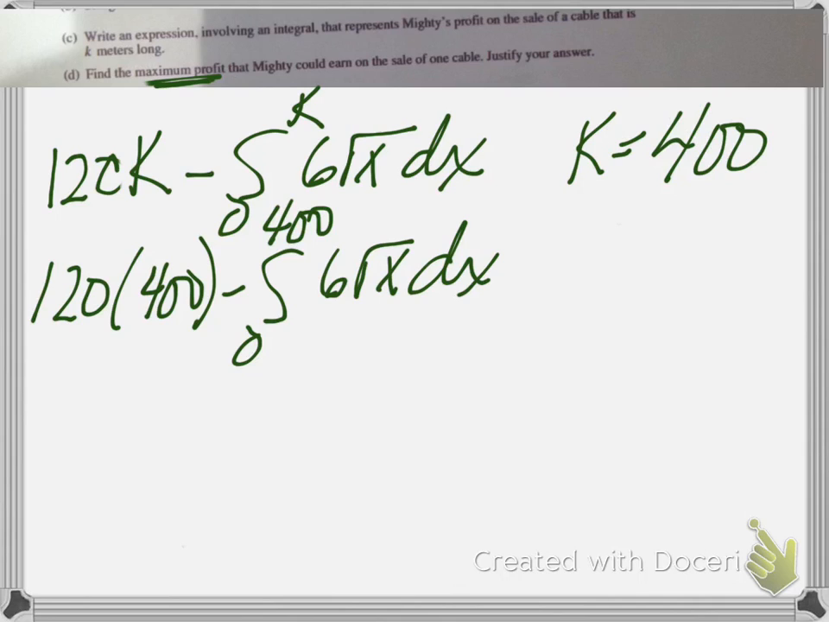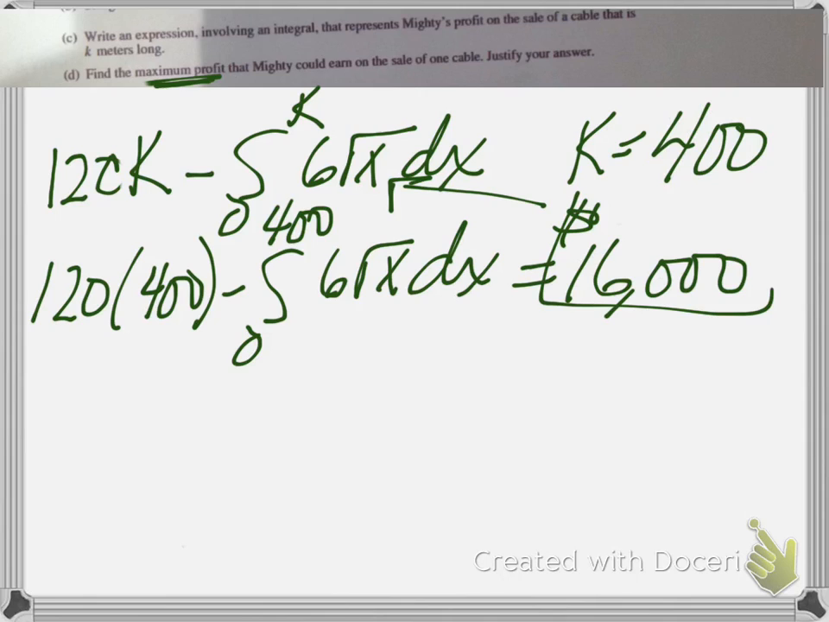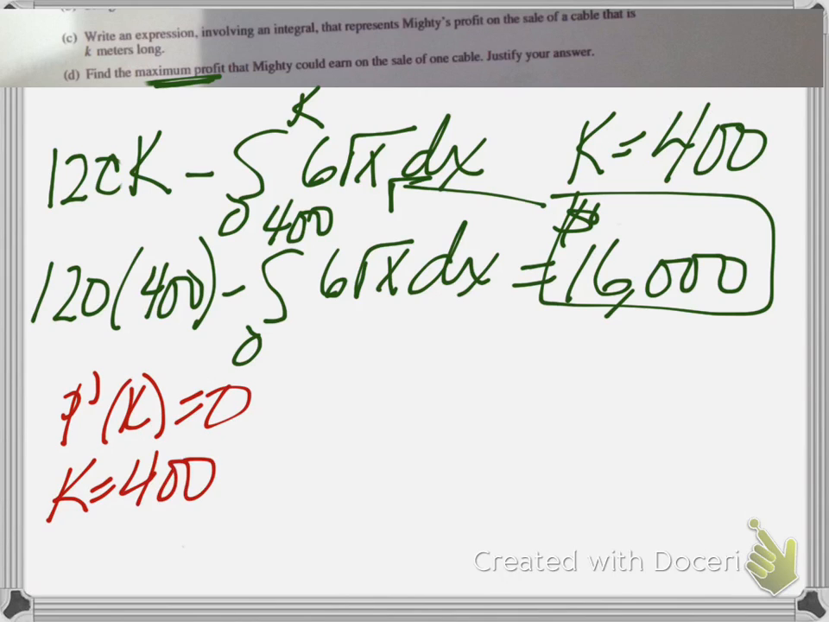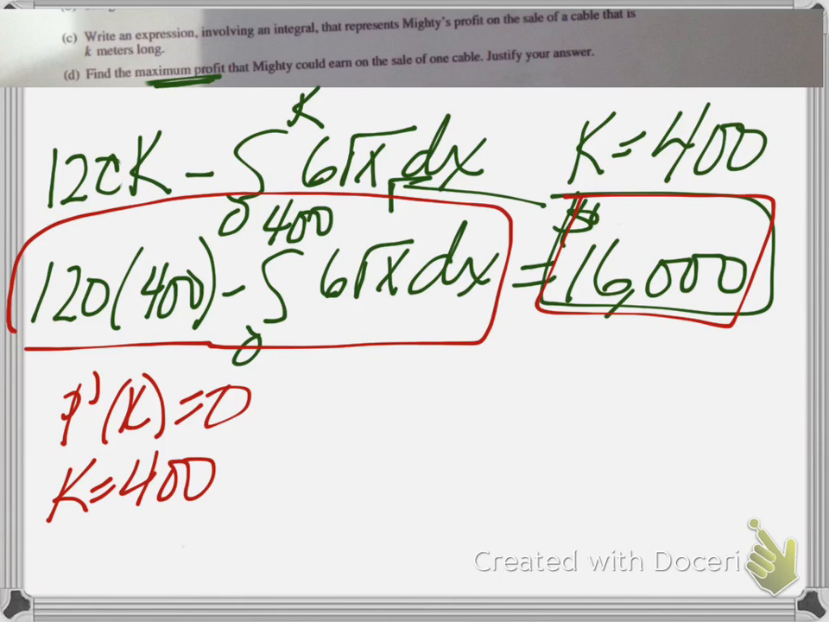And the reason why I changed it from x to k is because there's an x in our integral, and these two x's represent two different things. Okay, and then if you solve this, you will end up getting $16,000. Okay, so where do your point values come from? If you set P prime of k equal to 0, that was 1 point. If you found that k equals 400, that's 1 point. If you got 16,000, that's 1 point. And your justification, which will be this whole thing and solved, that would be 1 point. And that finishes question number 3.